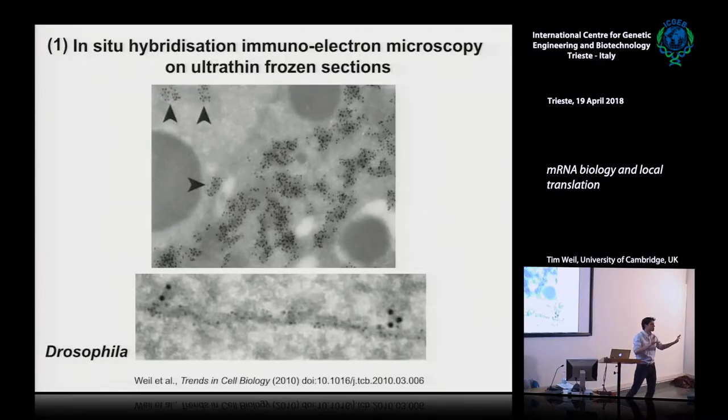So two proteins or two RNAs? Whatever. Yeah. Antibodies. Yes. So we could do one RNA and I think it was up to 2 or 3 proteins. Now the RNA, the problem with the RNA... The protein and the RNA on the same section. Yeah.